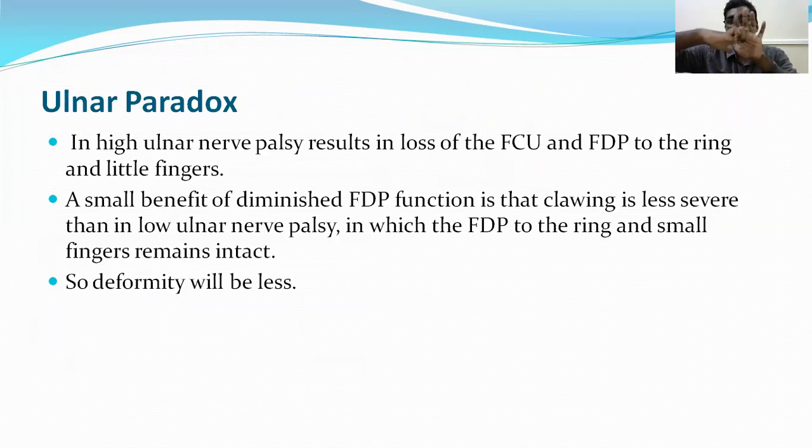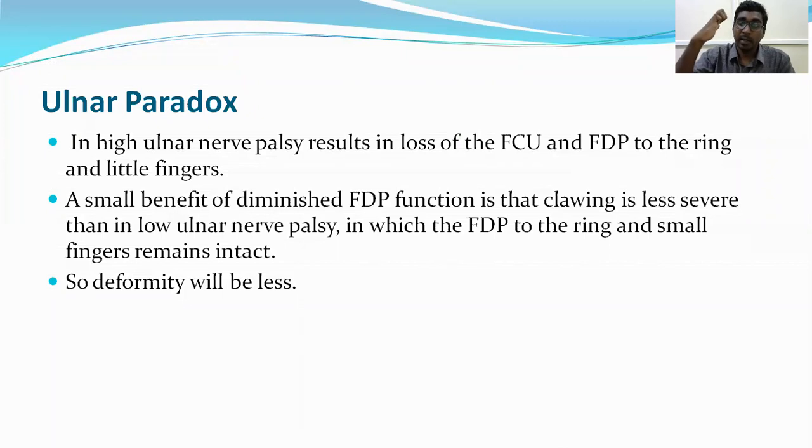There is extension at the metacarpophalangeal joint and flexion of the interphalangeal joint. So flexion of the interphalangeal joint is the deformity which is assisted by the long flexors of the arm, because flexor digitorum profundus is intact here. And what does this do? Flexion.